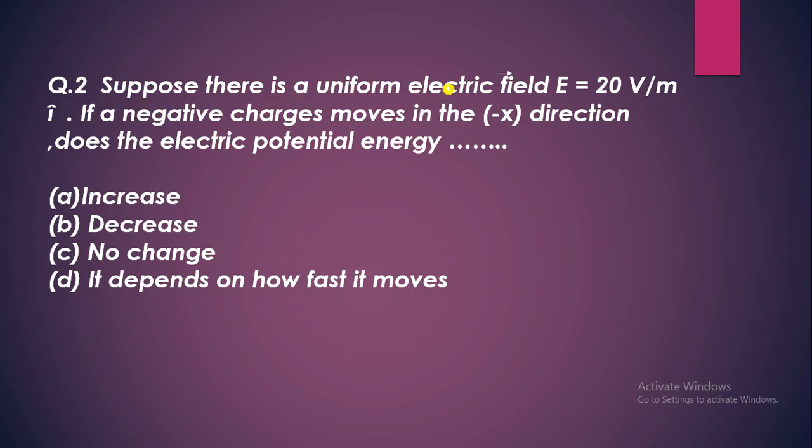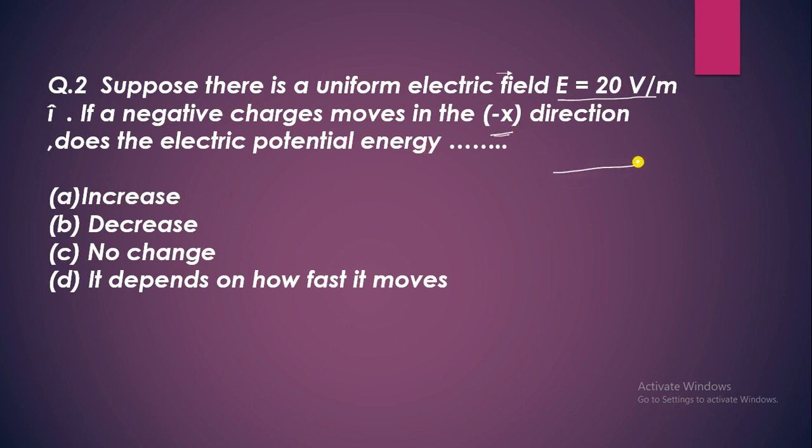Next question. Suppose there is a uniform electric field E is equal to 20 volt per meter i cap. What is the meaning of i cap? It means the direction of the uniform electric field in this question is along the x-axis. Next, if a negative charge moves in the minus x direction, how does the electric potential energy change? So you can solve this question. What is the answer of this question?